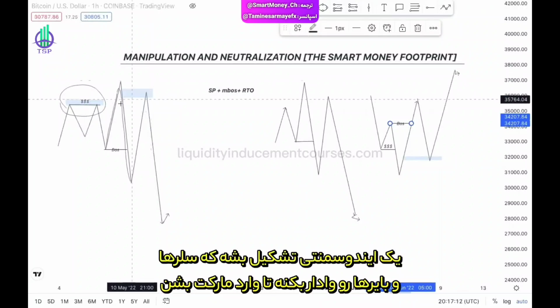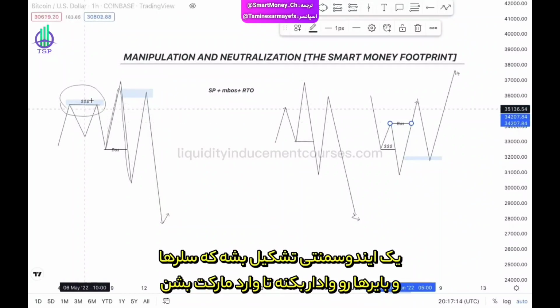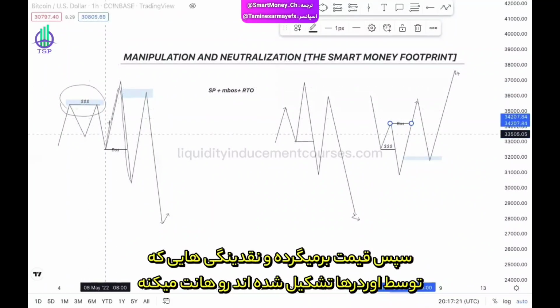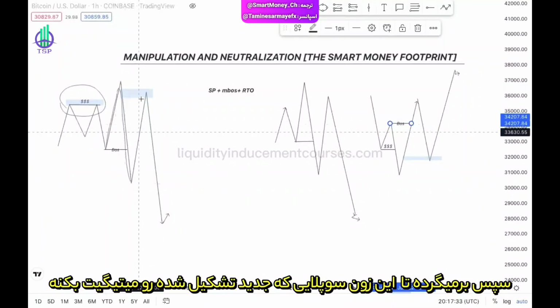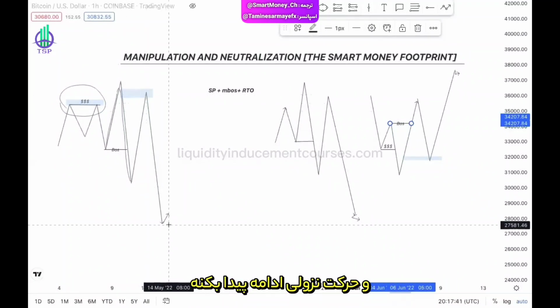So to manipulate simply means to create an inducement that makes sellers or buyers feel the need to begin to engage in price, while price goes back to just tap into the liquidity that has been created by those orders around here. Okay, and then we sell off breaking structure or breaking minor structure or changing character. And then we see a retrace back into the zone to actually mitigate the newly formed demand or supply level that would cause the sell-off or the continuation of the trade. Okay, it's quite very simple.